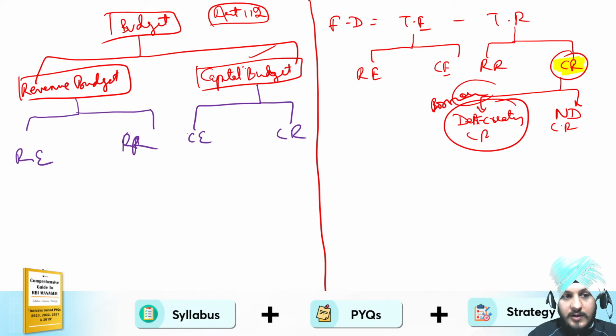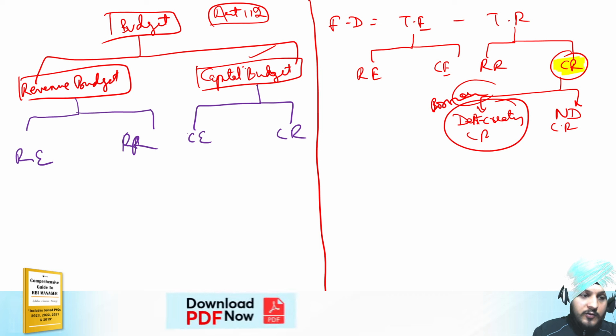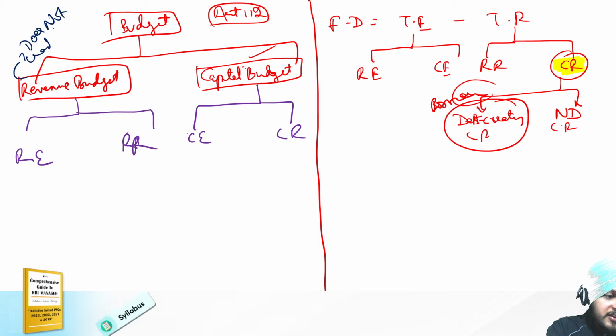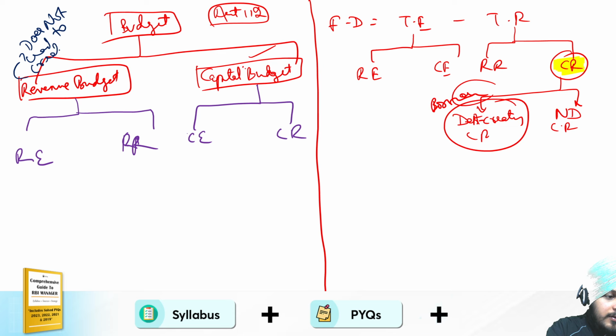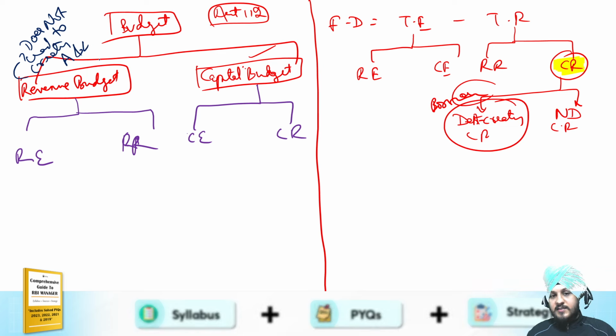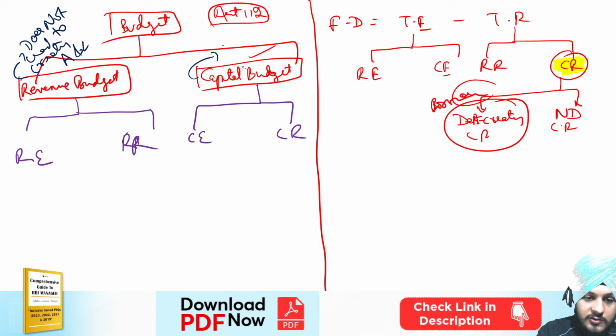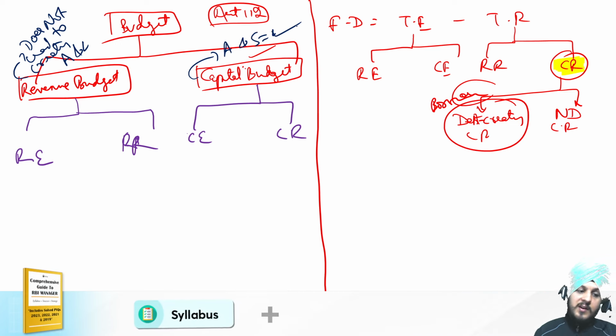When we talk about the revenue budget, it is that part of the budget that does not lead to creation of assets and liabilities, whereas the capital budget is that part of the budget that leads to the creation of assets and liabilities. Now what do we mean by that?